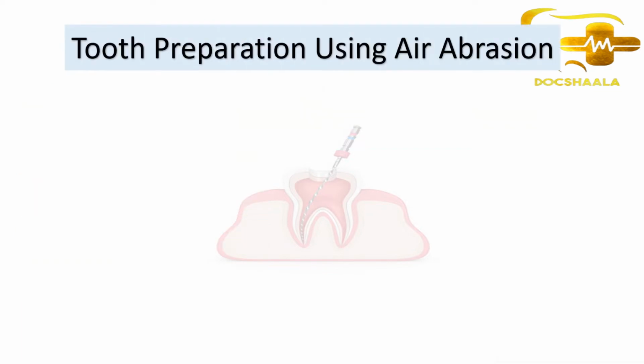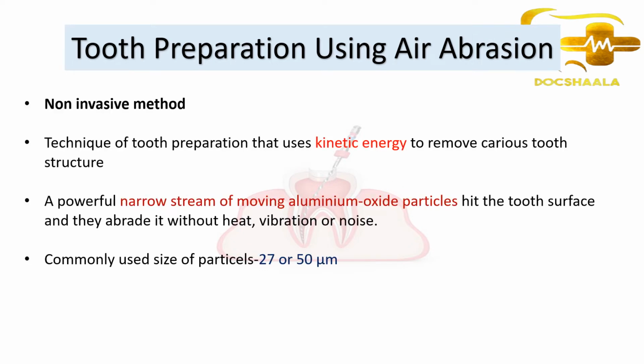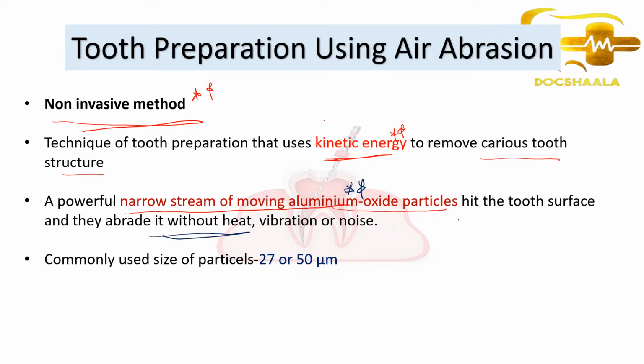So let us see what a tooth preparation using air abrasion is. It is a non-invasive method. It is a technique of tooth preparation that uses kinetic energy to remove carious tooth structure. A powerful narrow stream of moving aluminum oxide particles hits the tooth surface and abrades it without heat. So heat is not produced in this tooth preparation.